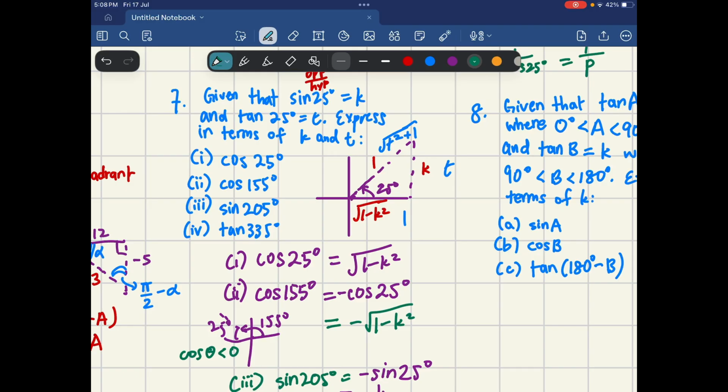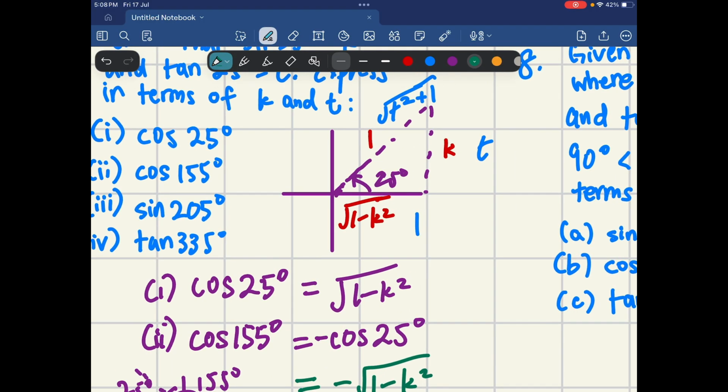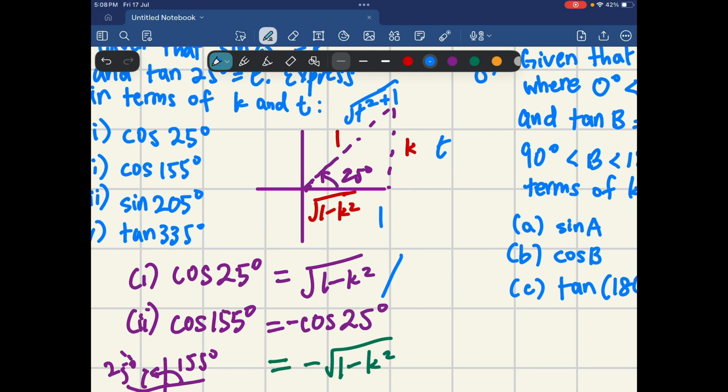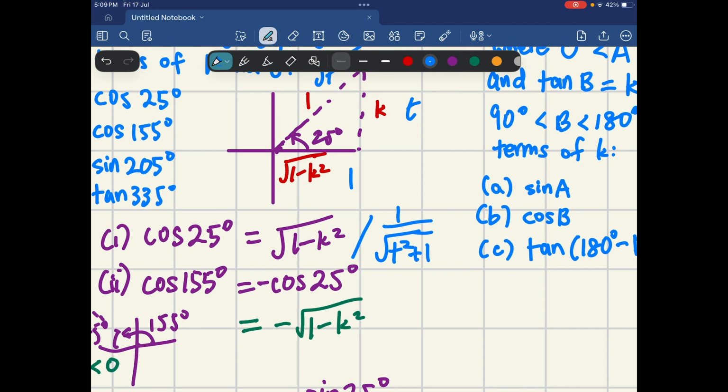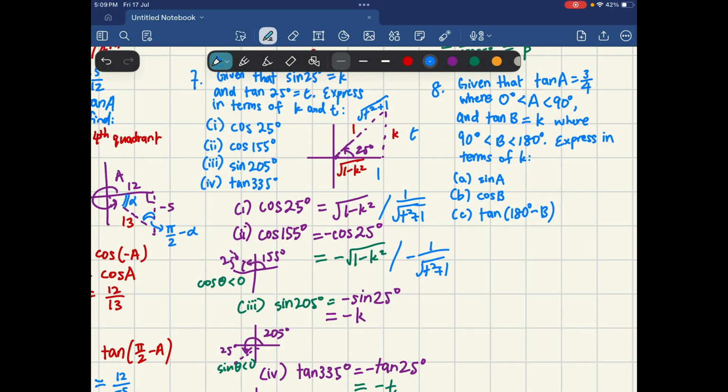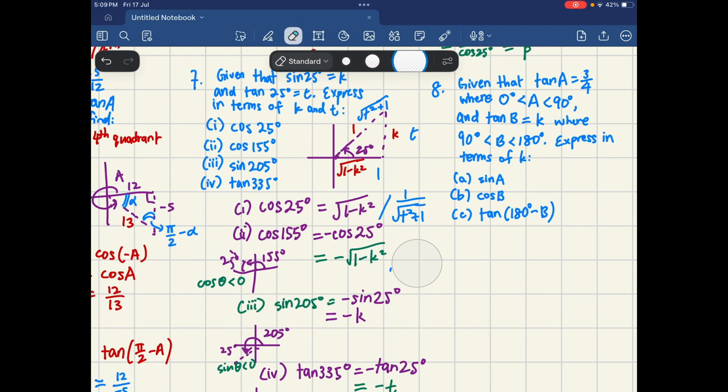Of course, there are other ways to do it. As we can see that cosine 25 degrees will also be that, or in terms of t, since cosine is adjacent over hypotenuse, it could be 1 over square root t squared plus 1. So this can also be minus 1 over square root t squared plus 1. But it doesn't look that nice compared to when we use the k value. So that's why we'll just stick to the k value.